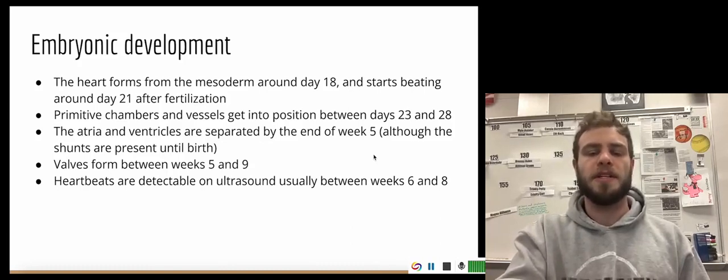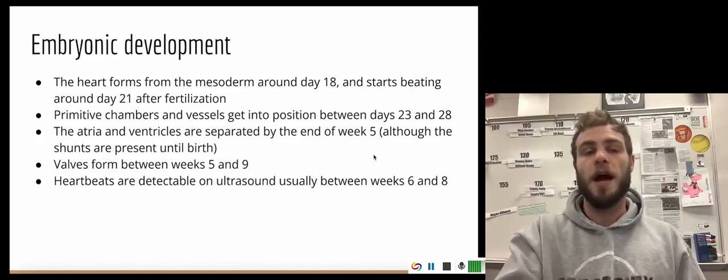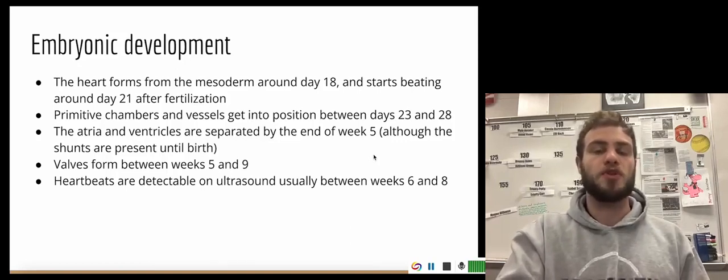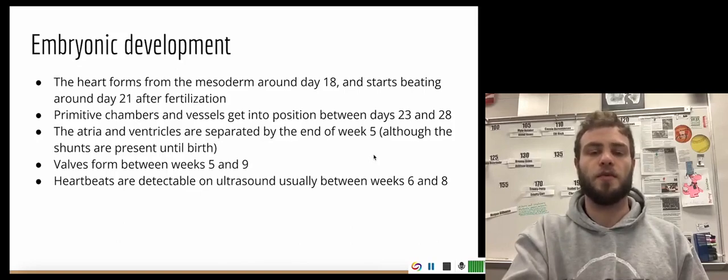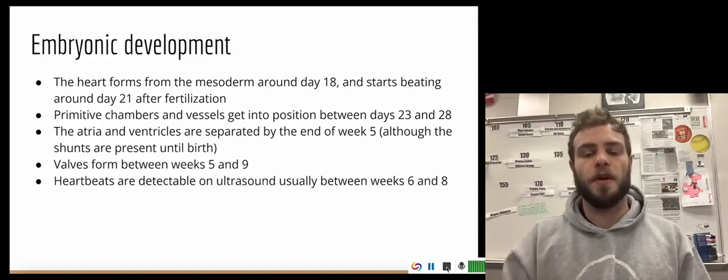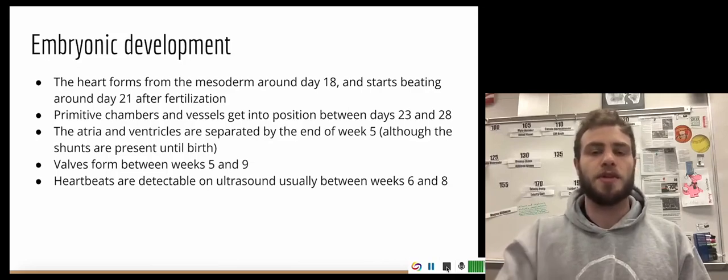And heartbeats are going to be detectable on ultrasound usually between weeks 6 and 8. So you do actually have a heartbeat by around the end of week 3, but it's going to be so weak and so soft that you aren't going to be able to detect it on an ultrasound until between weeks 6 and 8. So those are just a couple of things that I wanted to mention from those two sections, 19.4 and 19.5. So if you have any questions on those, let me know.